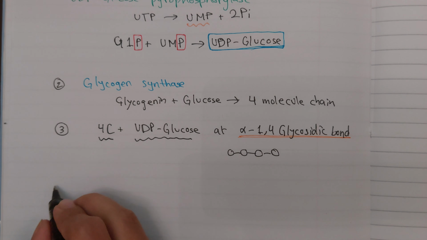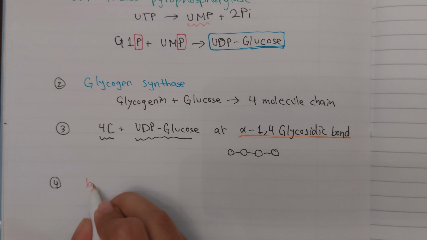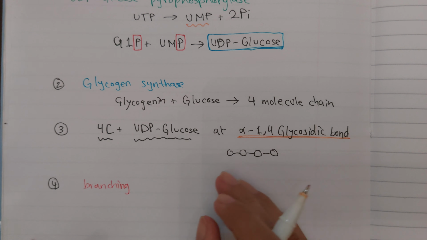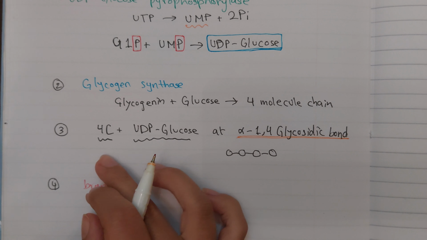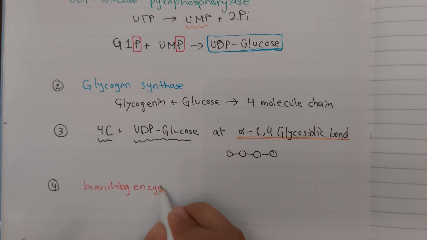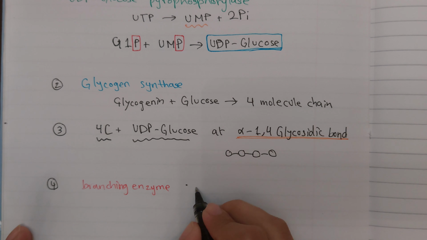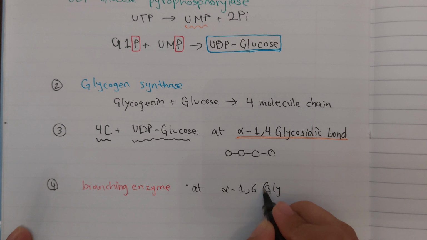And lastly, another enzyme is used, which is called the branching enzyme. What it does is that it converts the chain into branches, because we just can't have long chains. The chains are like 6 to 8 molecules long. So a branching enzyme is used to make branches at alpha 1,6 glycosidic bond.